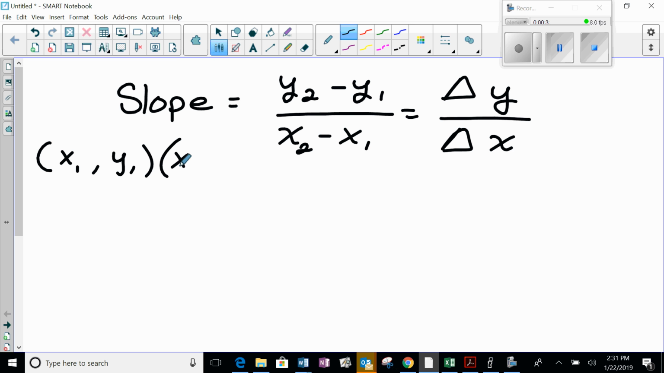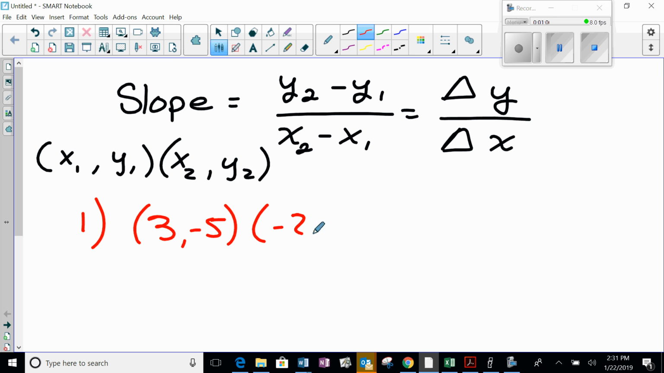And the second point is x sub 2, y sub 2. That simply means the first point and the second point. We find the change in y over the change in x. So we're setting it up as a proportion. So if you're looking at your handout, we're going to do number 1, which says, change colors here. 1 is 3, negative 5, negative 2, positive 5.